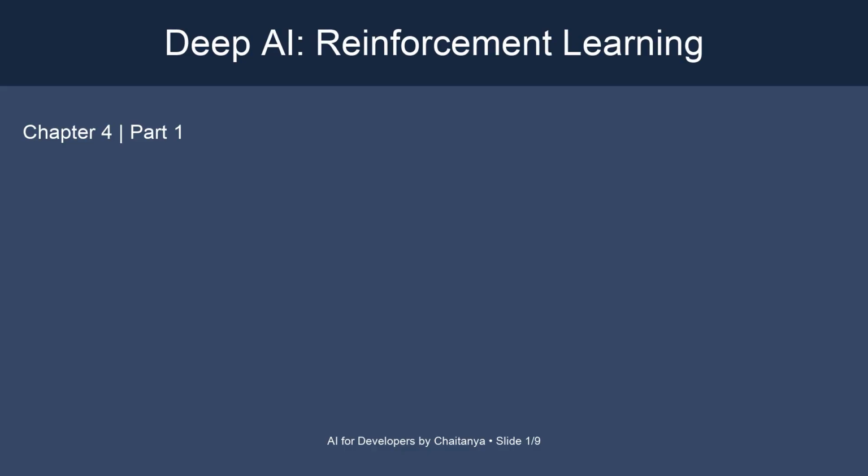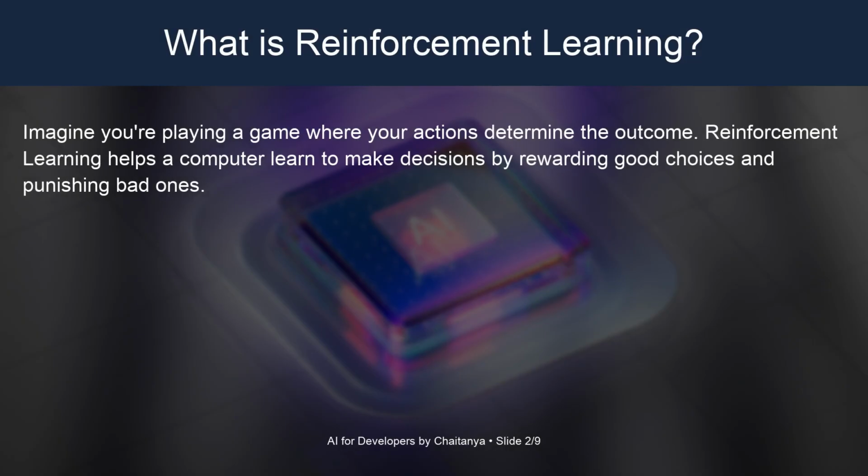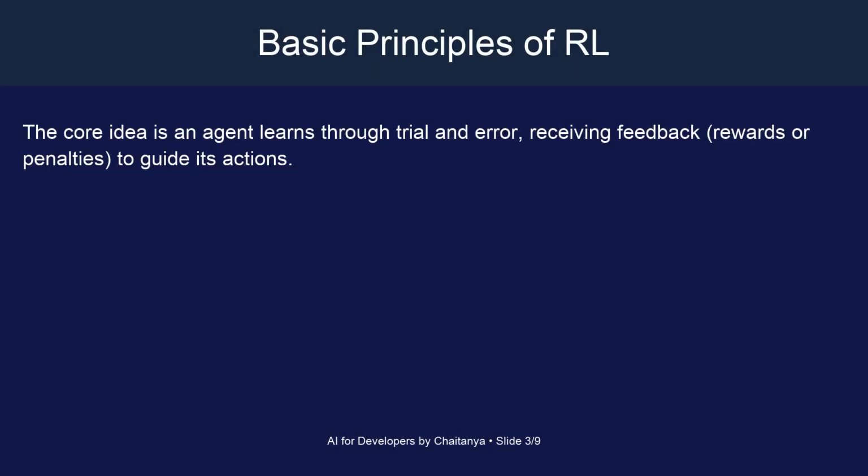I'm Chaitanya Talking Bot. Today's lesson is titled Deep AI, Reinforcement Learning. Imagine you're playing a game where your actions determine the outcome. Reinforcement learning helps a computer learn to make decisions by rewarding good choices and punishing bad ones. The core idea is an agent learns through trial and error, receiving feedback, rewards, or penalties to guide its actions.